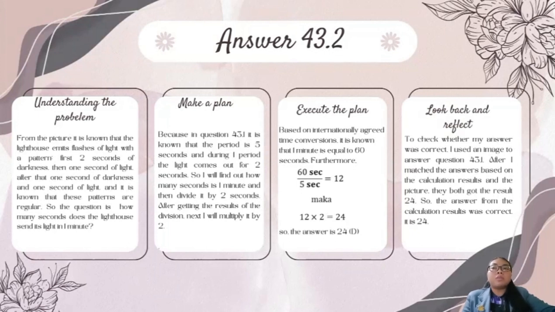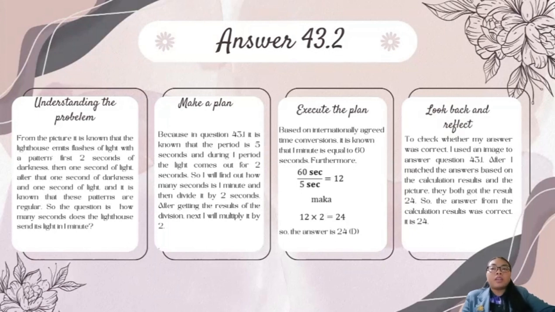The next step is make a plan. Because in question 43.1 it is known that the period is 5 seconds, in one period the light comes for 2 seconds. So I will find out how many seconds are in 1 minute and then divide it by 5 seconds. After getting the result of the division, next I will multiply it by 2. The next step is execute the plan.